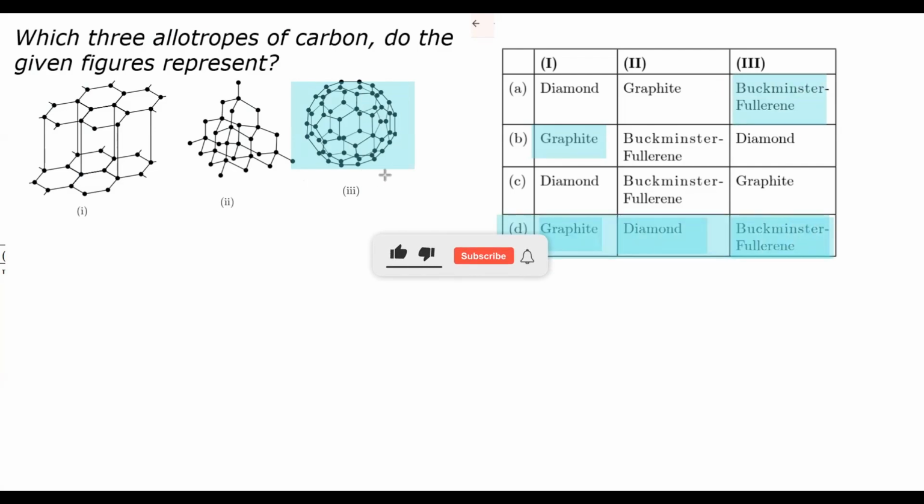So allotropes are those which have the same chemical constituent, but they have different physical properties because of the different arrangement of these atoms.